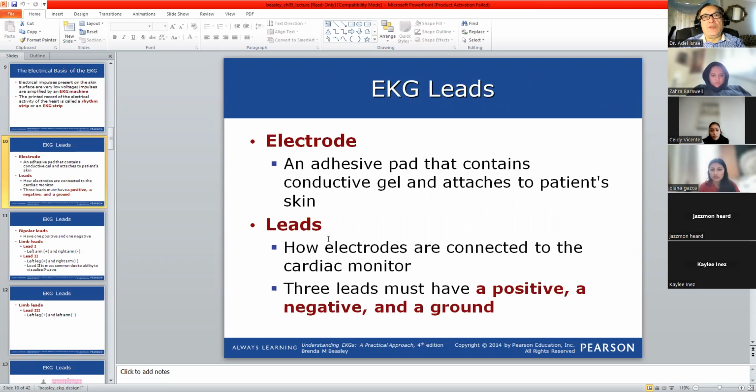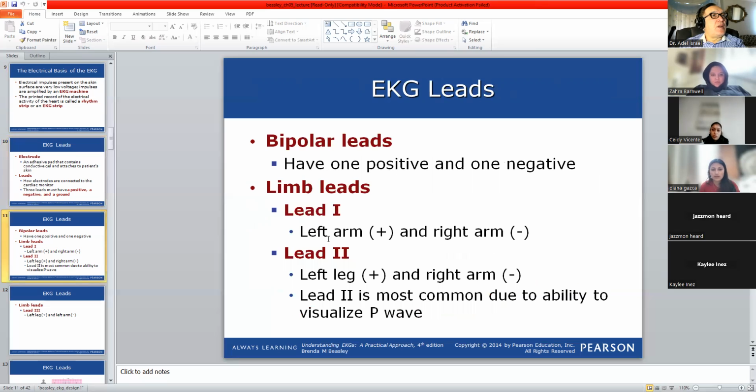And we have to know that we have the standard leads, which are the limb leads. We call them standard leads, if you remember. We have a positive, we have a negative, and we have a ground. And we mentioned all of these also during our lab time. This is a question in the exam.